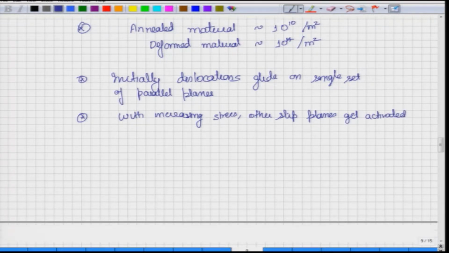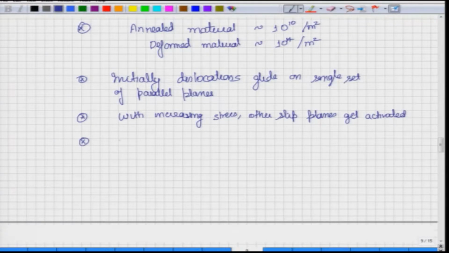Now, when we have more than one set of planes, then of course, somewhere some of these planes will intersect, and if the planes are intersecting, then the dislocations moving on these will intersect, and this is what leads to dislocation intersection and their multiplication. So, you get rapid multiplication and work hardening.